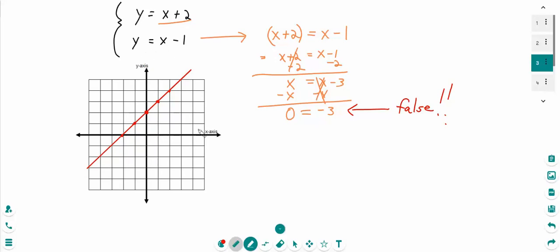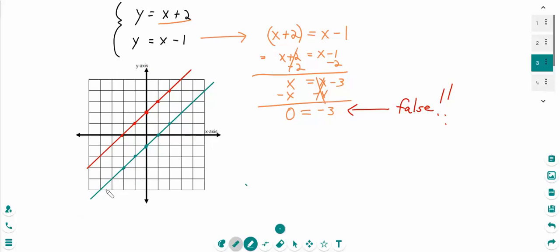And then let's graph the other one. y is equal to x minus 1. So here we're crossing over at a negative 1, which would be here, right? And the slope, again, is 1 over 1. So we're going up 1 over 1, up 1 over 1, or down 1 over 1, down 1 over 1. And then let's draw that line. There we go.